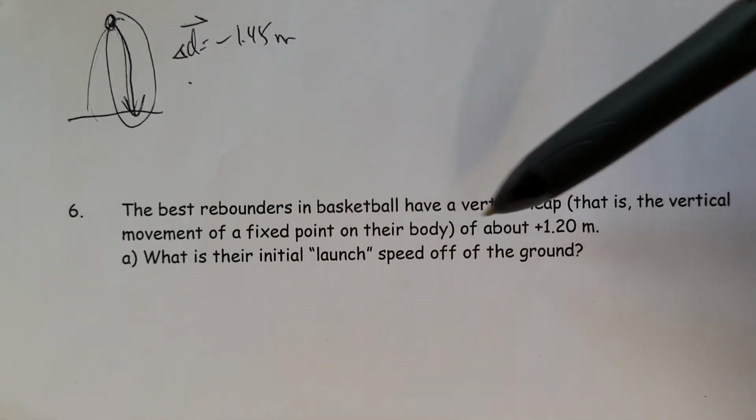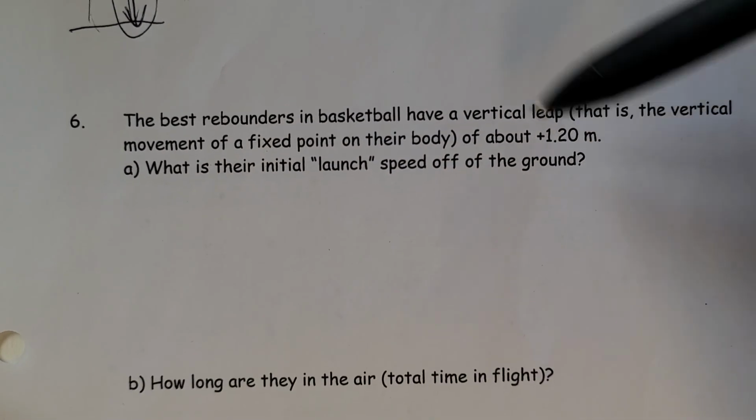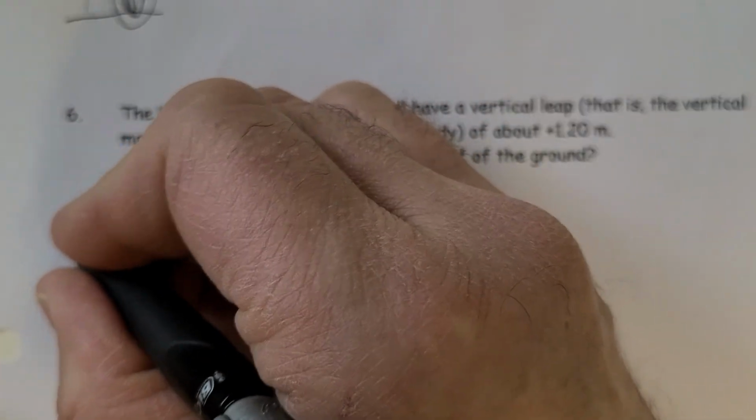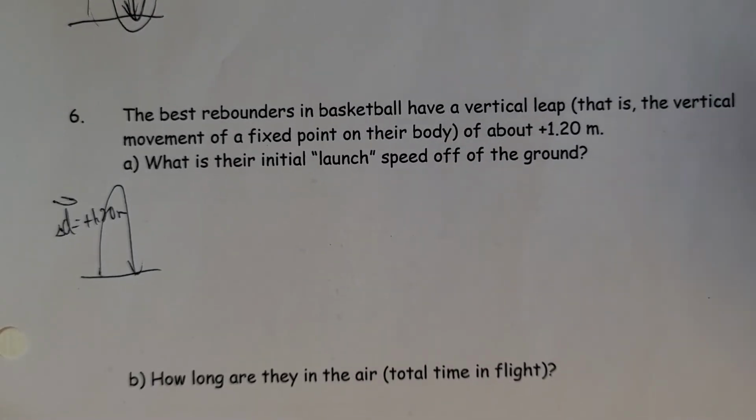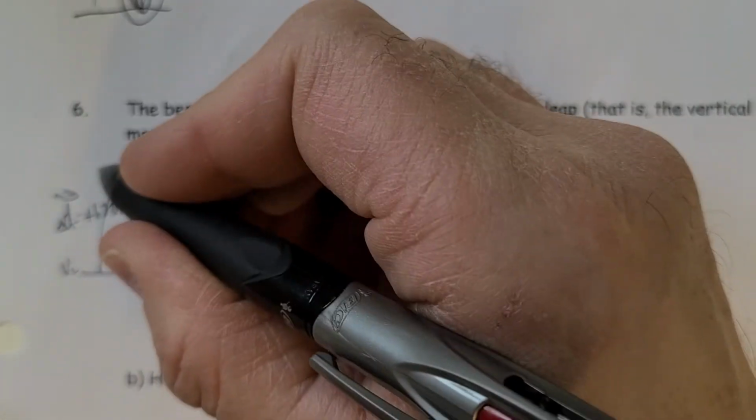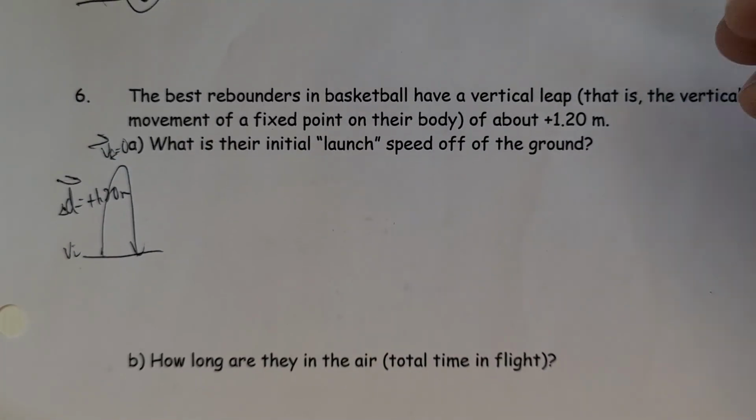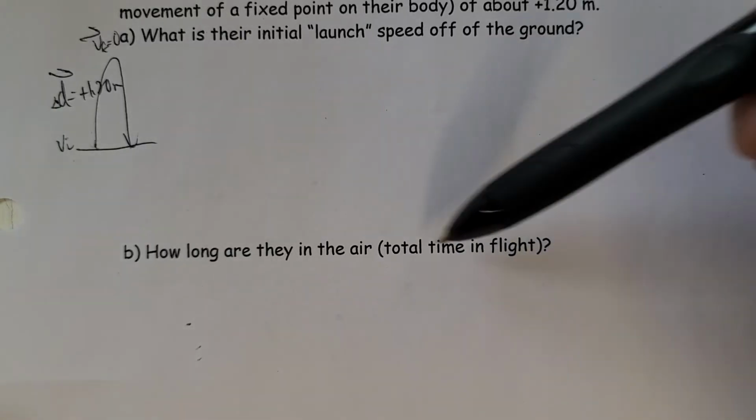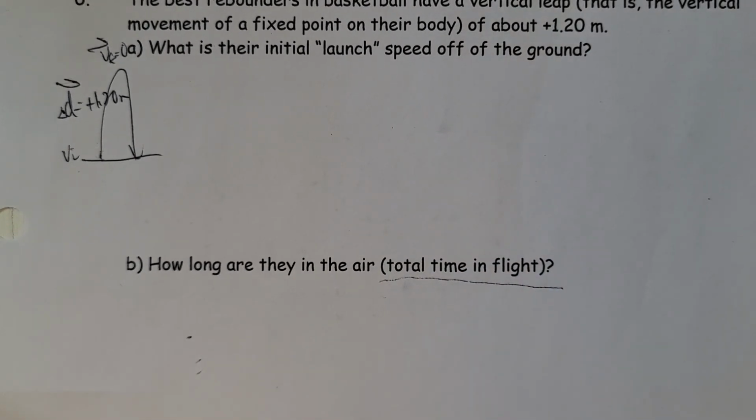All right, the best rebounders in basketball have a vertical leap, that is vertical movement from a fixed point, of about 1.2. So delta D is plus 1.2 meters. What is their initial launch speed? So again, very similar to those similar questions. VF at the top of the path is going to be 0. And then you can figure out the time up. And then, of course, you know what to do to make that the total time. All right, so you should be okay with that, and we'll see you again.